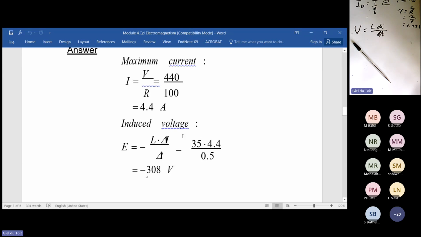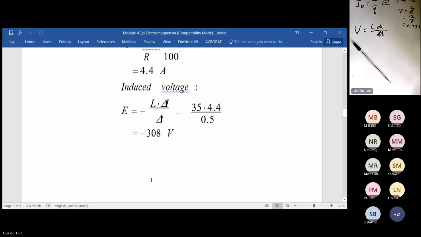When you charge an inductor, the current goes from, say, left to right, right? But when you discharge it, the current goes from right to left because it's discharging that same current. The direction is now minus. So we must put a minus in front of that 4.4 amp. And when you put a minus there, it's minus 308 volts, because your current is in the opposite direction as when you charged it. You understand? Yes, sir. Thank you.